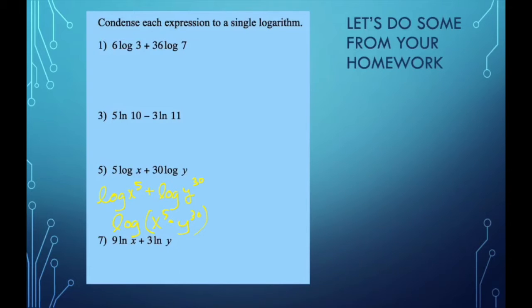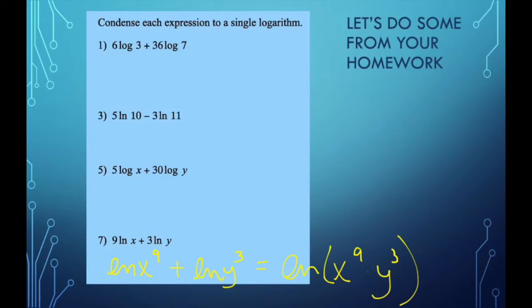Let's go to number 7 now. This has got the same idea. We just have ln's now instead of logs. So we're going to bring that 9 and stick it up there as the exponent, and 3 up there as the exponent. So we're going to have ln x to the 9th plus ln y to the 3rd. The addition means that we're going to condense it together by multiplying. So it's going to be ln x to the 9 times y to the 3rd. And you really don't even need this multiply right there. We can just totally take it out. And there's our answer.